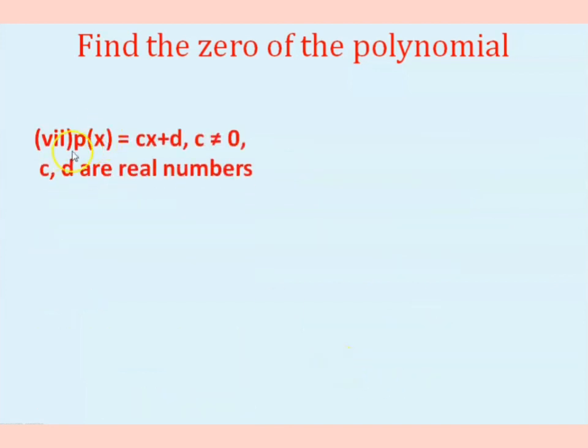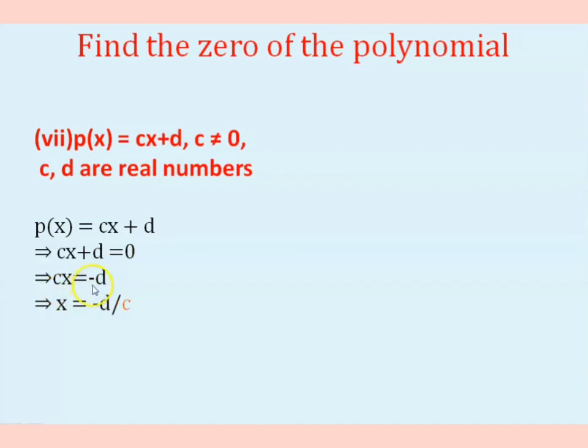And the seventh problem is p of x equal to cx plus d, where c is not equal to 0. C and d are real numbers. So, equate p of x, that is cx plus d equal to 0. Transposing d to the other side, we get cx equals minus d. Transposing c to the other side, we get x is equal to minus d by c. Therefore, minus d by c is the 0 of the polynomial.